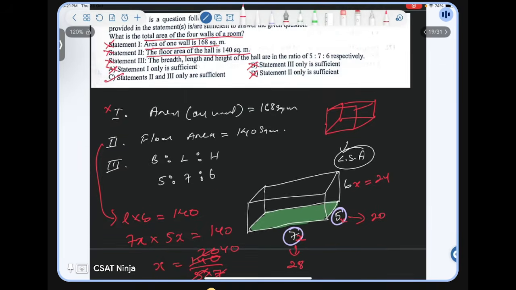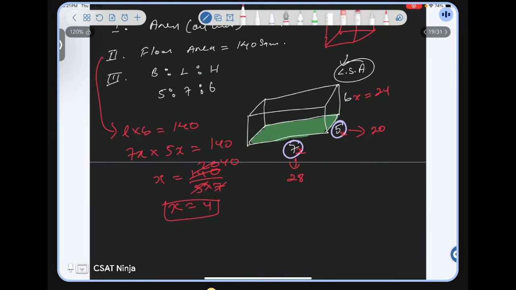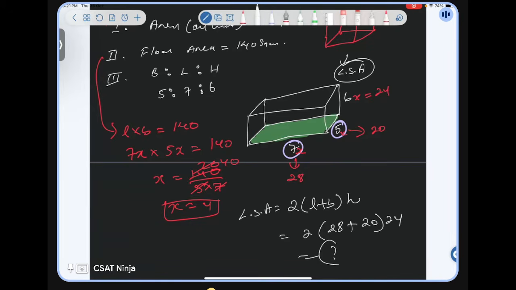What do you need to find? You just need to find the lateral surface area. The lateral surface area formula was 2 into (L plus B) into height. So 2 into (length 28 plus breadth 20) into height 24. If you solve this, you have the answer there.